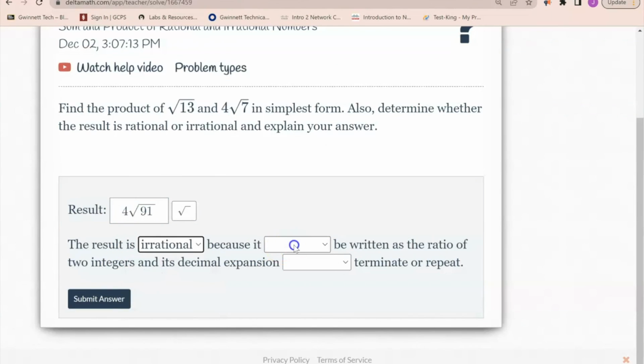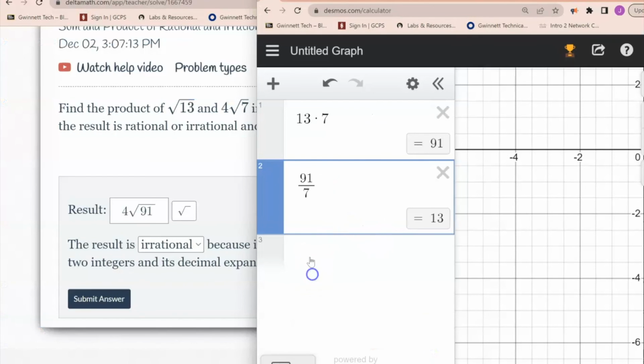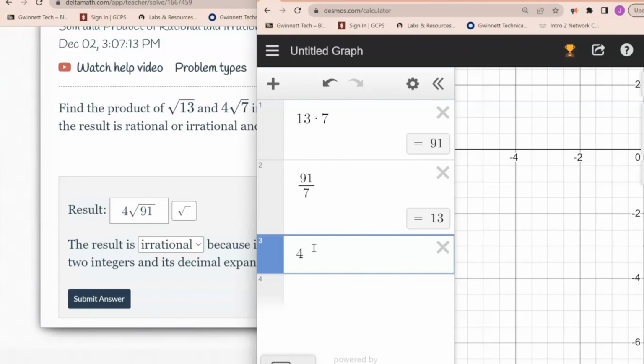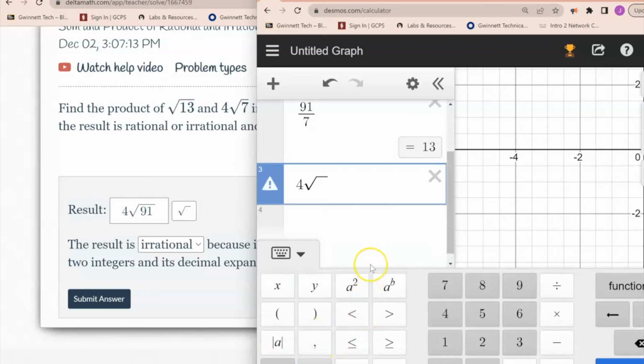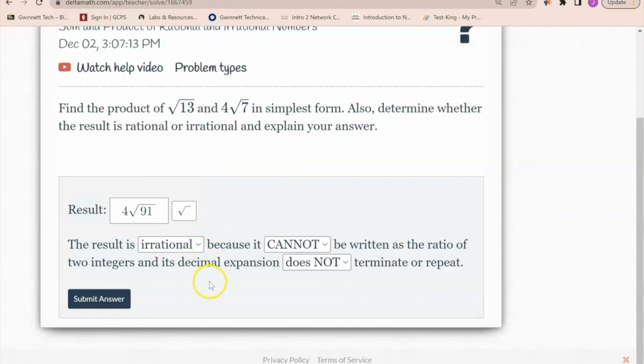It's irrational because it cannot be written as a ratio of 2 integers, and its decimal expansion does not terminate or repeat. And I'll just prove that to you really quickly using the calculator. So it was 4 radical 91. See, it doesn't repeat, and it goes on forever. If you can't simplify the radical, then it is irrational. If you can simplify the radical, then it's rational.